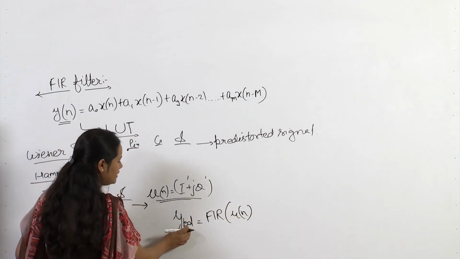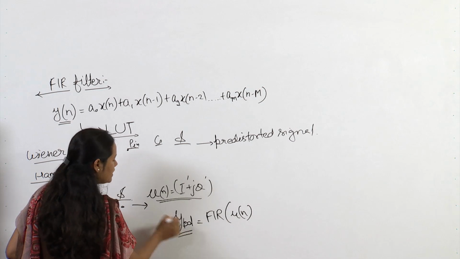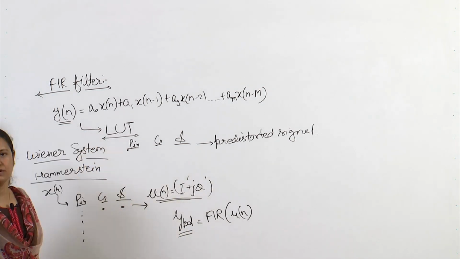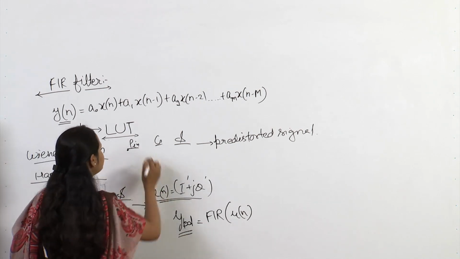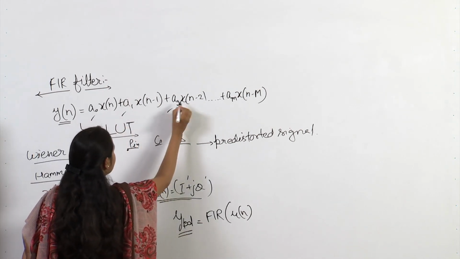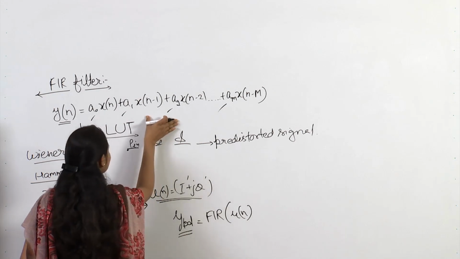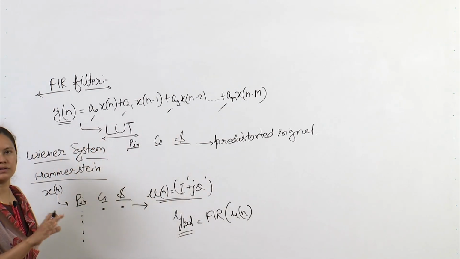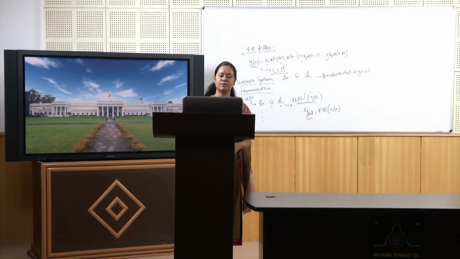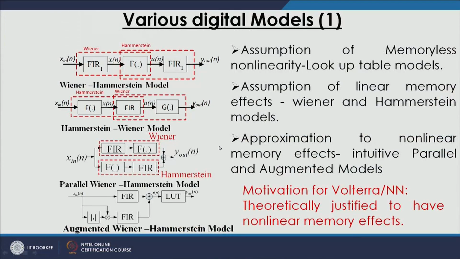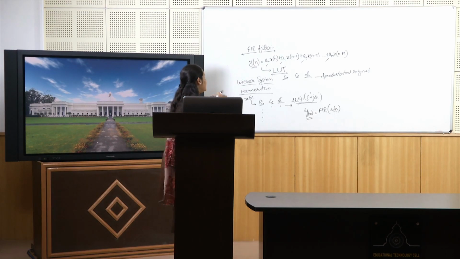Now, this y_PD is compared with the required output of the predistorted function, and the coefficients, the a's in this equation, are adjusted to fit the model. In time there are some other models, some other variations. It was proposed that it is possible that they might not be completely linear kind of effect, but they can have some nonlinearity in the system.